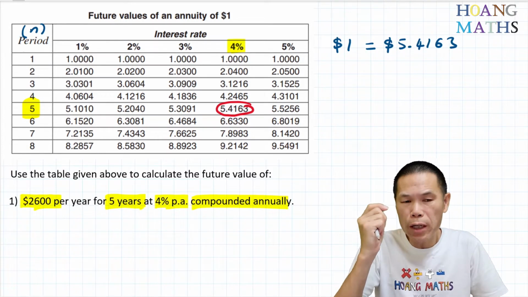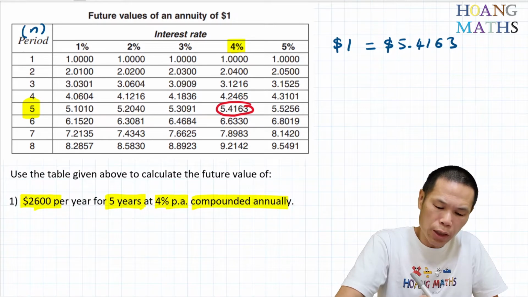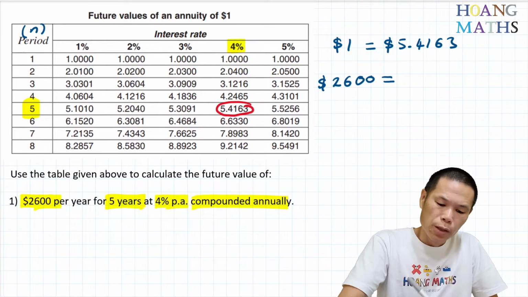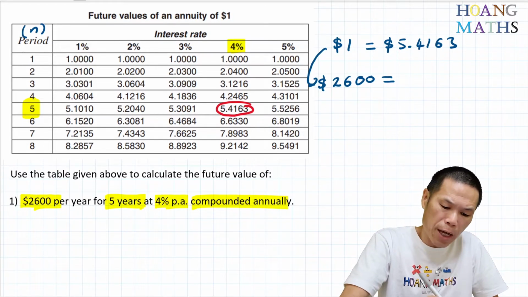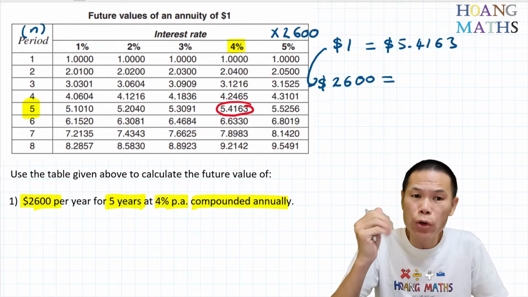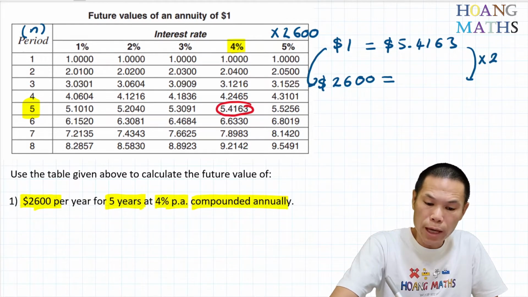But then our regular contribution is $2,600. So instead of $1, we deposit $2,600. From 1 to 2,600, we times by 2,600. Whatever we do on the left hand side, we need to do the same thing on the right hand side, so we times by 2,600.